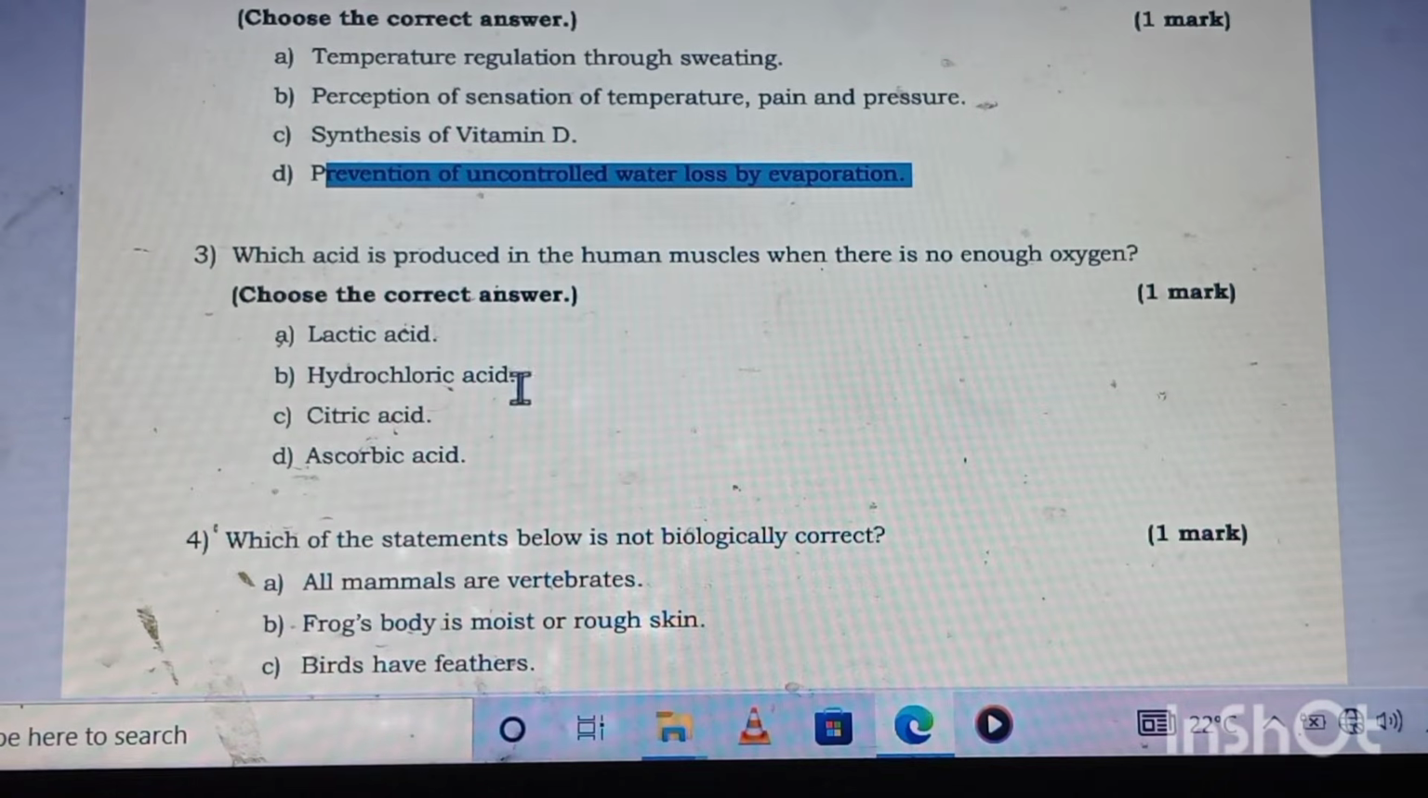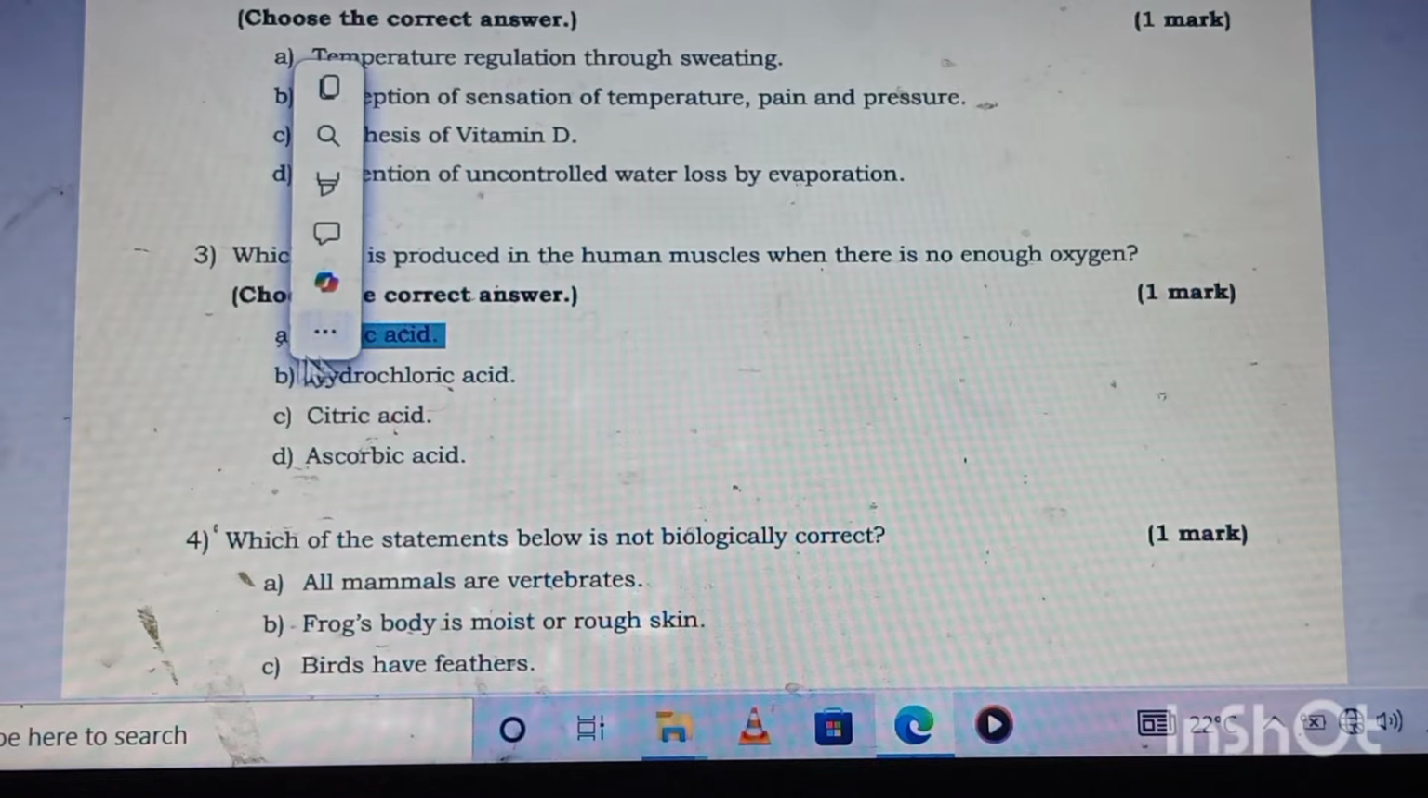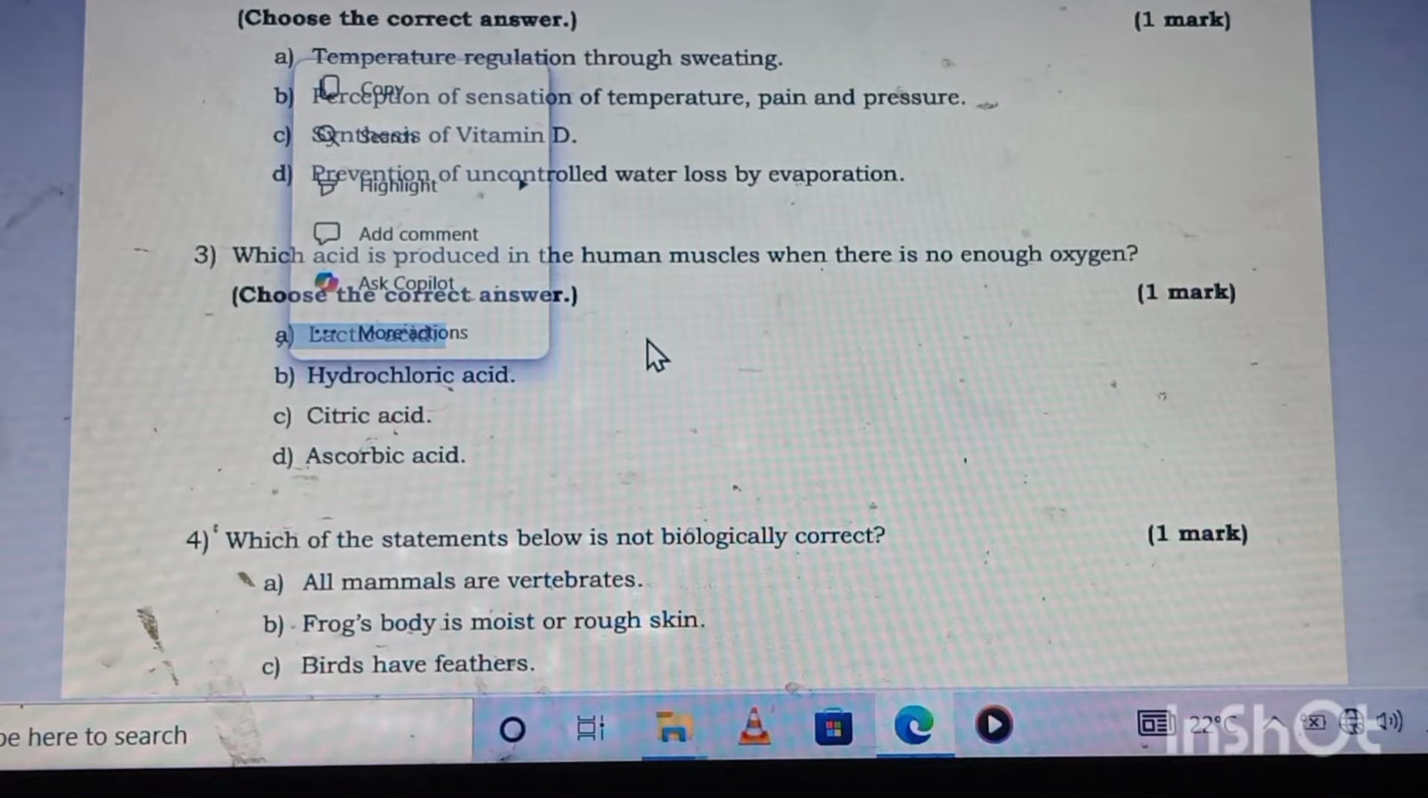Which acid is produced in human muscle when there is not enough oxygen? It means that condition is anaerobic respiration. For anaerobic respiration in humans or animals, they produce, is it hydrochloric acid? No. Citric acid? No. Ascorbic acid? No. The correct answer is lactic acid. That is for animals, but for plants, we produce alcohol. Question number 4.